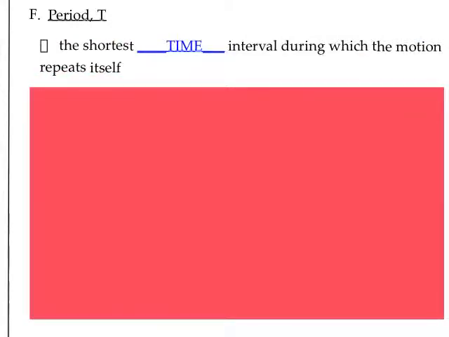Next, we have the period, which we've studied before. It is a capital T, and it would be the shortest time interval for the motion to repeat itself. We can also think about the shortest time for an object to move in one complete cycle.